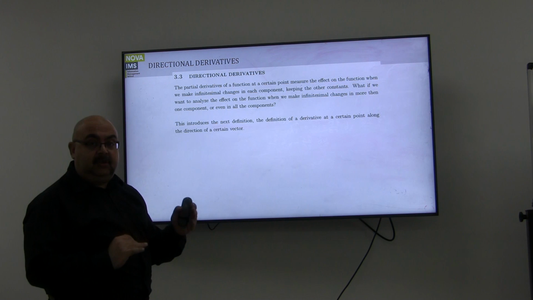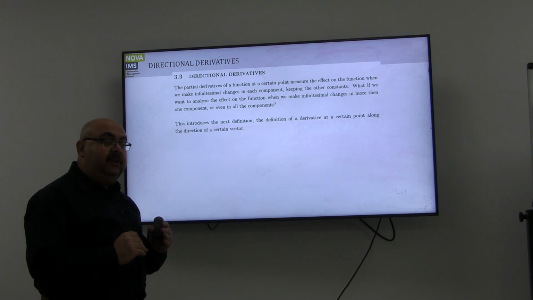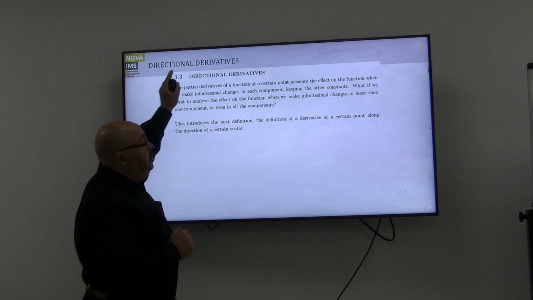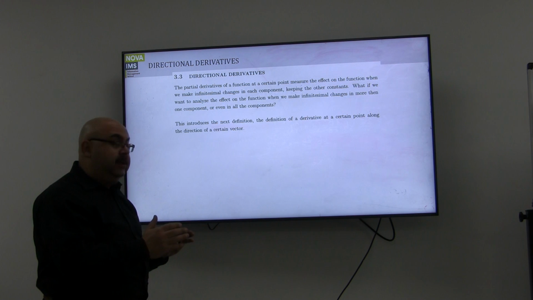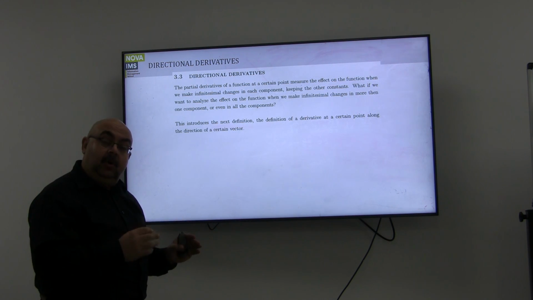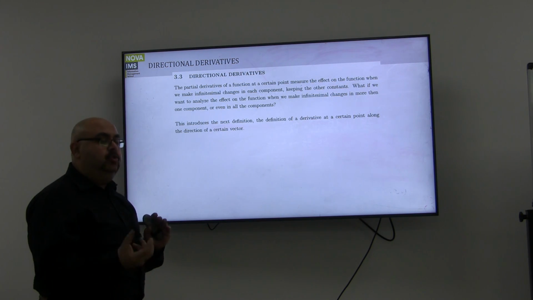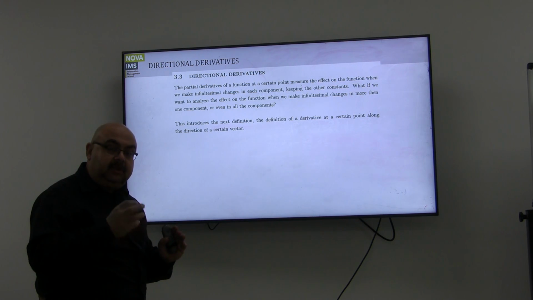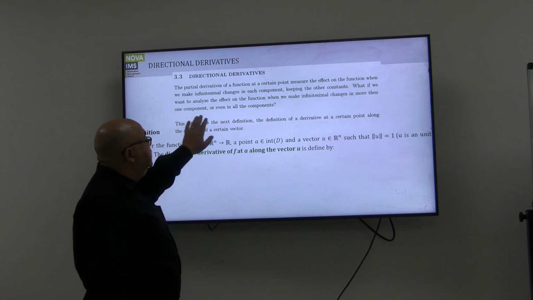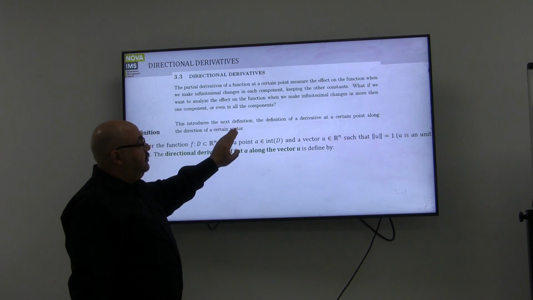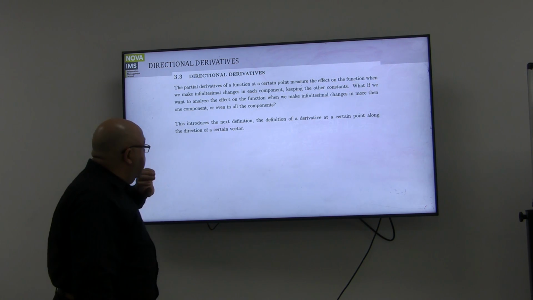This is why once you try to get partial f, partial x, it's like having the directional derivative, but in the direction of the x-axis, which is 1 and 0. For y, or for the partial derivative with respect to y, it's going to be exactly the same, but you are using the unit vector 0 and 1, as you will see down the road. This introduces the next definition, the definition of derivative at a certain point along a direction of a certain vector.